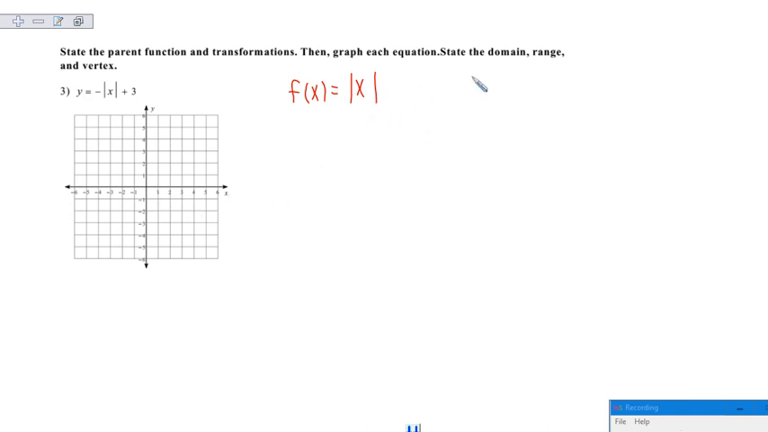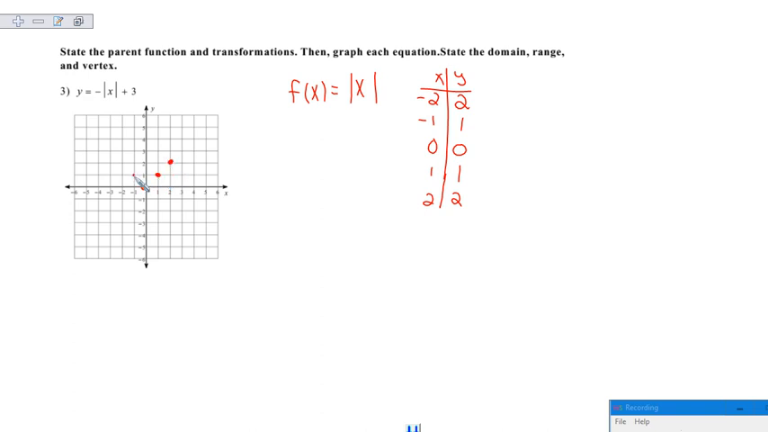So the absolute value of x. If I think of the table of values for this, let's do -2, -1, 0, 1, 2. The absolute value of -2 is +2. The absolute value of -1 is +1. The absolute value of 0 is 0. The absolute value of 1 is 1. The absolute value of 2 is 2. So I'm going to go ahead and plot these points.